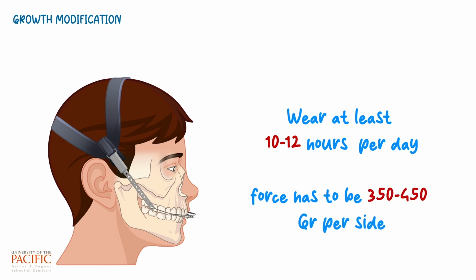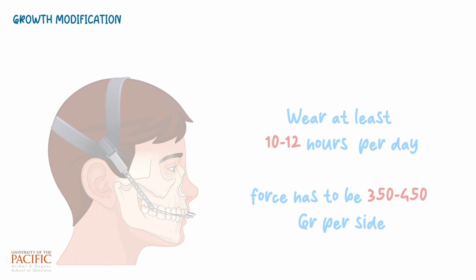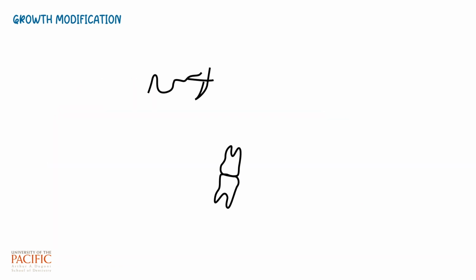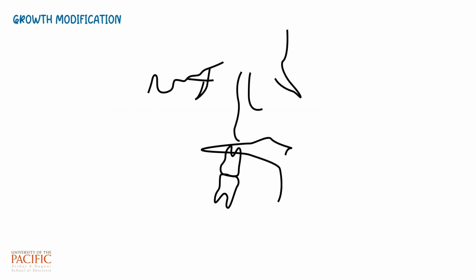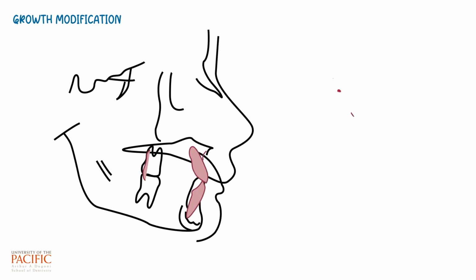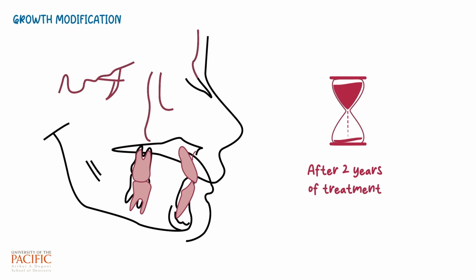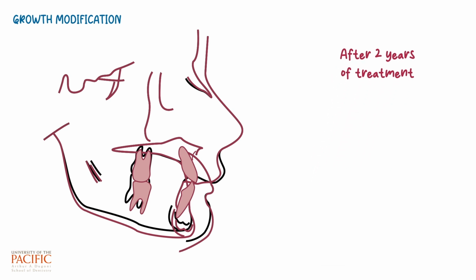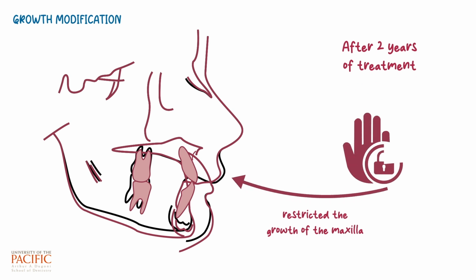Headgears need to be worn for at least 10 to 12 hours per day with a force range of 350 to 450 grams per side. In the picture, we can observe a black line representing the position of the maxilla before treatment and a red line indicating its position after 2 years of treatment. By superimposing the before and after images, we can clearly see the effects of using headgear in growth modification.